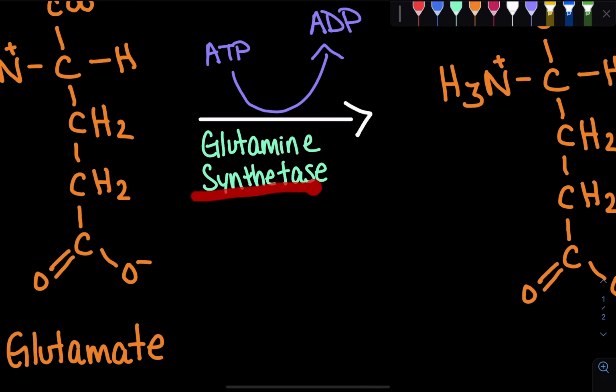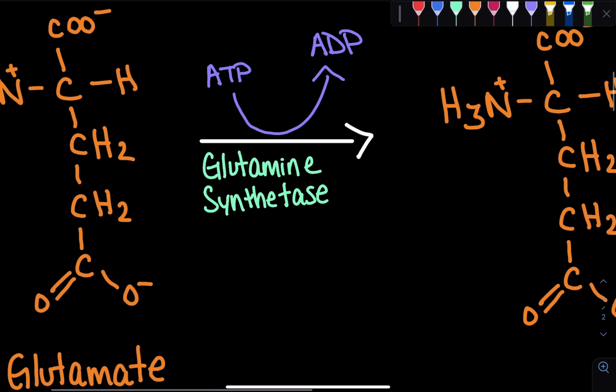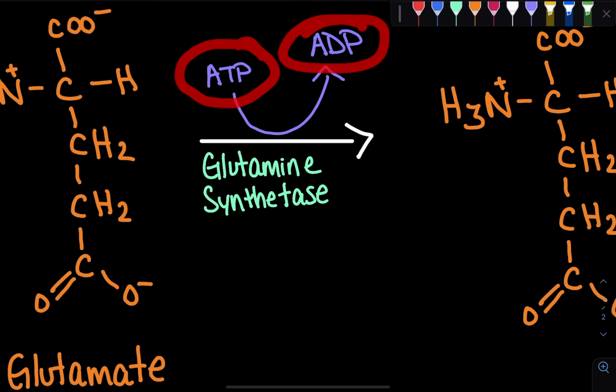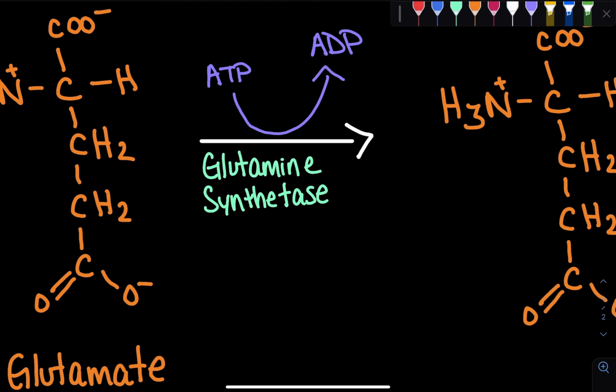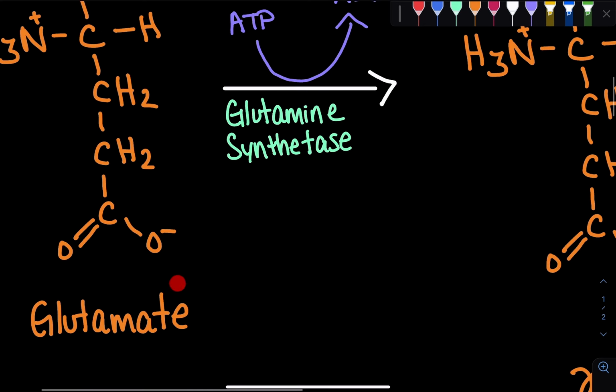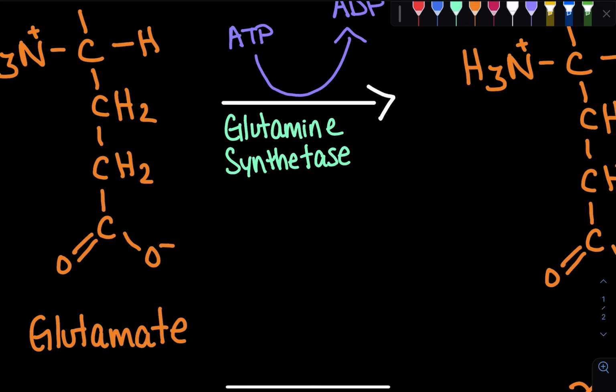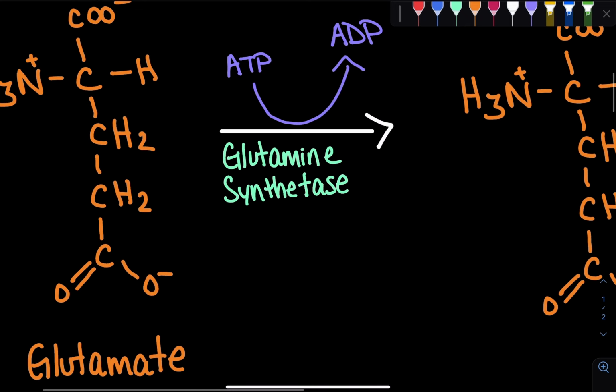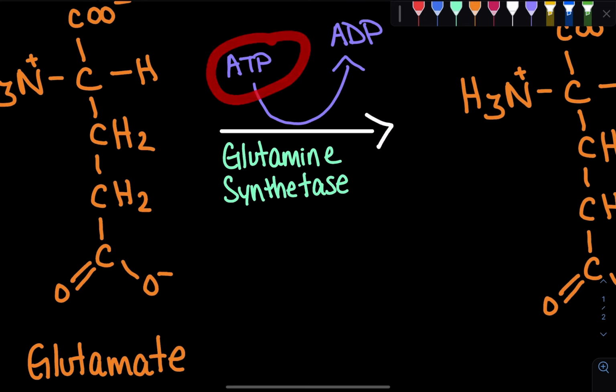Whenever we have a synthetase, that means we're synthesizing a new bond, and we require an ATP or ADP. So here, since we start off from glutamate and we're going towards glutamine, we use a synthetase because we're going to form a new bond, and that bond is going to form right over here between this carbon and a phosphate, and we're utilizing ATP. So that's why we use a synthetase.